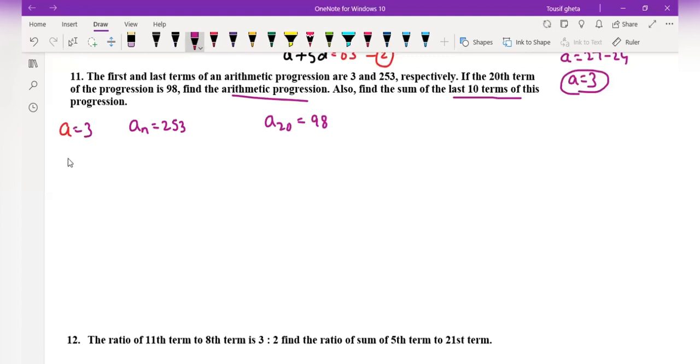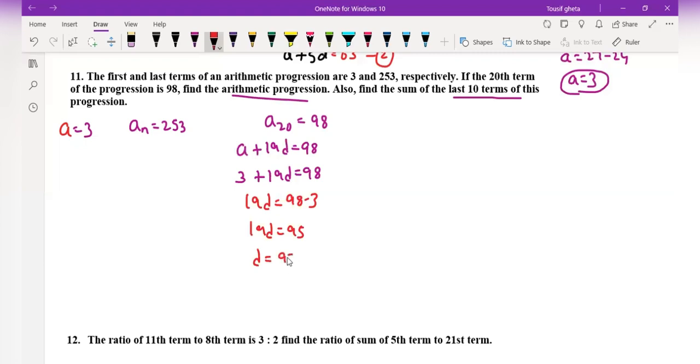Let us find out A and D value. A term we know. So let us find out D value. So A plus 19D is equal to 98. A value is 3, that is given already in our question. To find the D value, 19D is equal to 98 minus 3. So we'll be getting the value as 95. Cross multiply, 95 by 19. So D value will be how much? 5. Right, that's right. Okay.